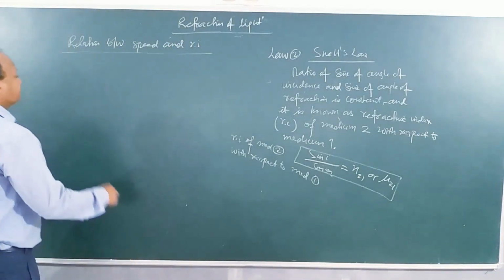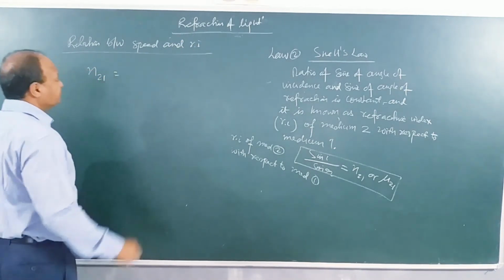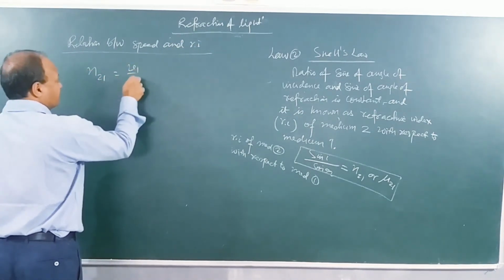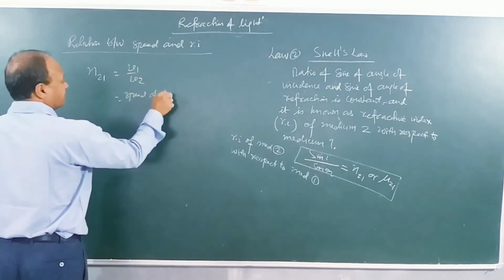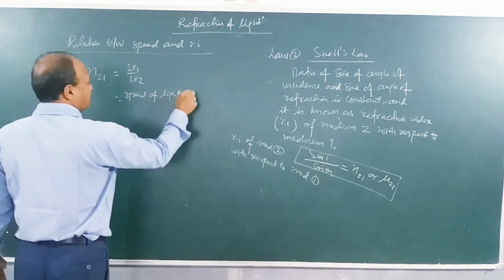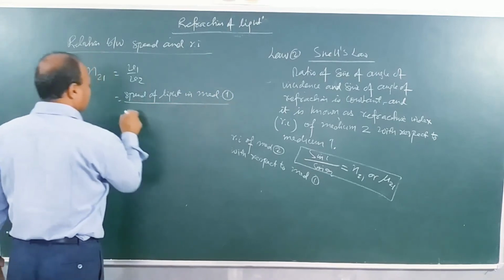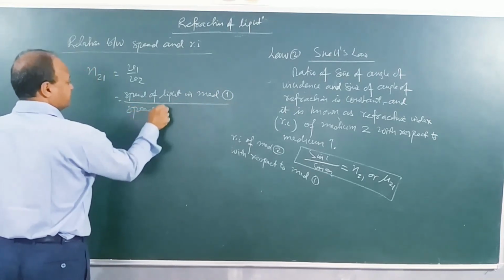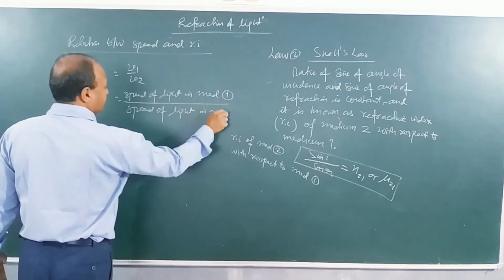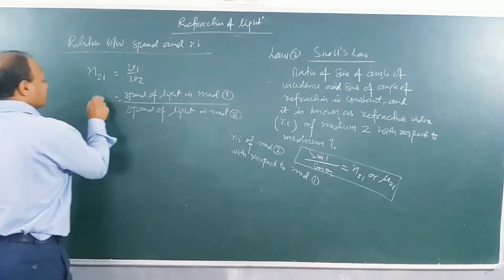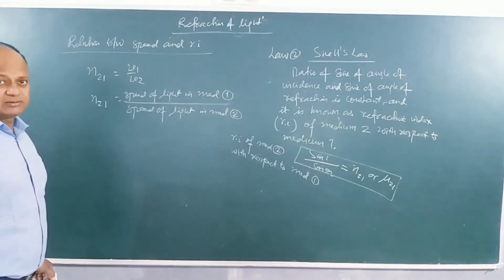Remember children, refractive index of medium 2 with respect to 1 is equal to V1 by V2. And what is V1? Speed of light in medium 1 divided by speed of light in medium 2. This is N21. Very important formula. We'll get some numericals on this.